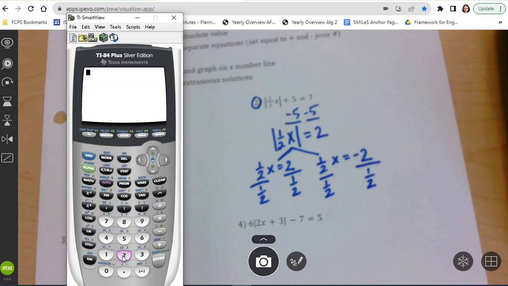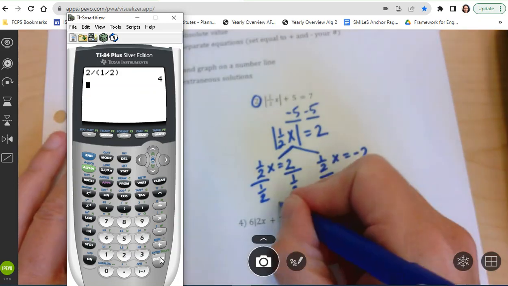So you're going to go to 2 divided by, so I hit the divide key. And then to make the fraction 1/2, I'm going to put parentheses around my fraction, so that goes here. And the fraction 1/2 is 1 divided by 2. So this is 2 divided by 1/2. And you get 4. So this one is x equals 4.